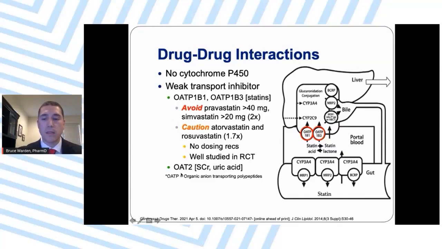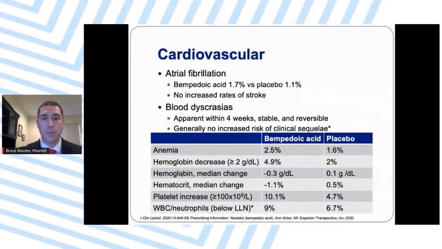Bempedoic acid also inhibits another OAT transporter in the renal tubule that's important for serum creatinine and uric acid secretion that we'll talk about in just a bit.